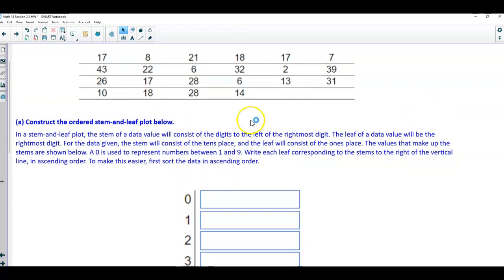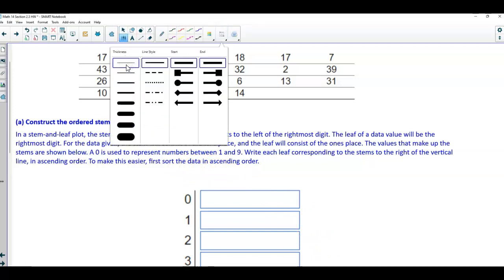If you notice, a 0 is used to represent numbers between 1 and 9. Then we're going to write each leaf corresponding to the stems to the right of the vertical line in ascending order. Before we do this, to make this easier, we're going to first sort the data in ascending order. So we're going to start with the smallest number.